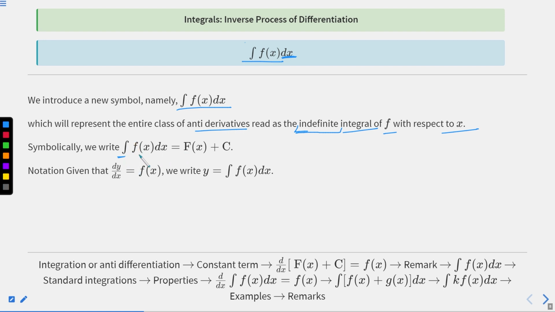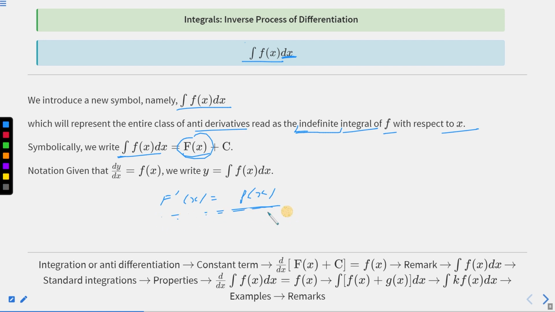Now integration of f(x) dx will be just capital F(x) plus c. This means that capital F(x) is the function whose derivative, F prime x, is your small f(x). This is what is written over here.